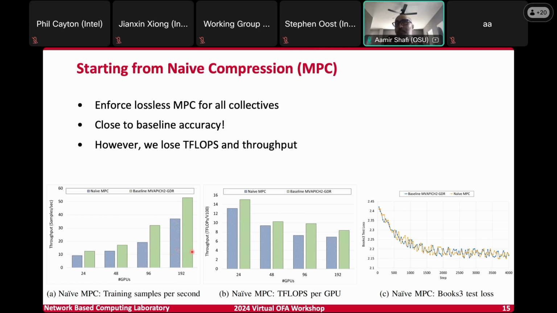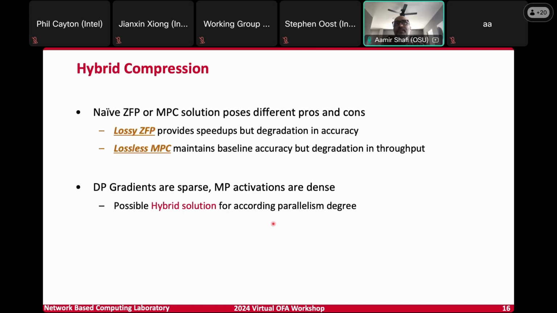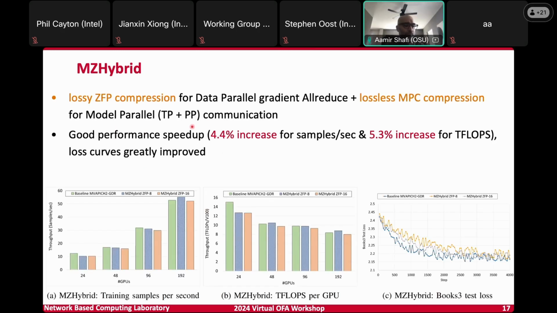We need something in the middle between using aggressive lossy compression and using lossless compression. This is where the two approaches that I introduced earlier come in, and now I'll present some results with them. The first approach here is what we call MZ-hybrid.